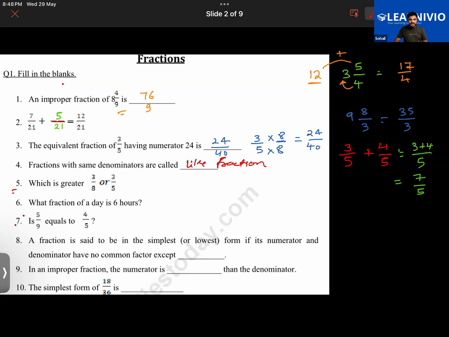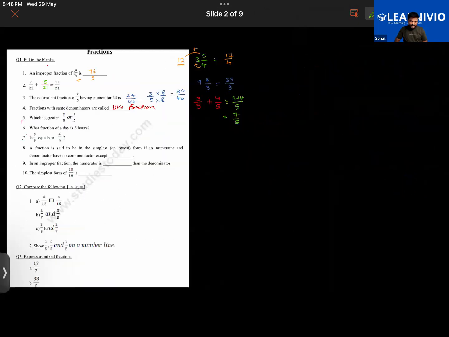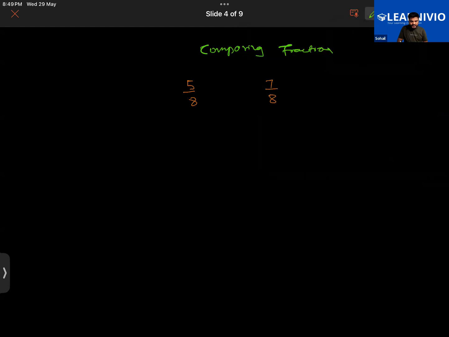Now let us learn how we compare fractions. Then we are going to solve this question. For example, say we have two fractions like 5 upon 8 and 7 upon 8. Both of them have the same denominators, right? So we are now going to compare their numerators.